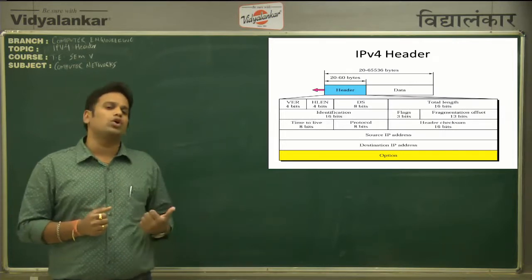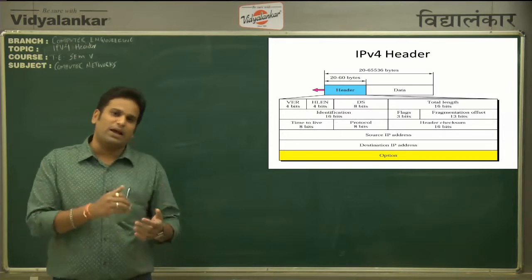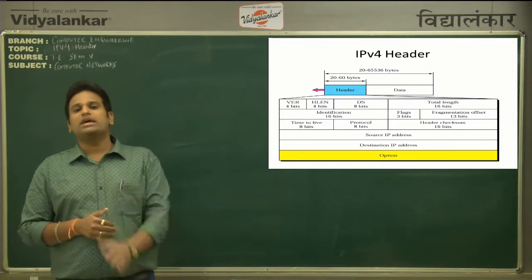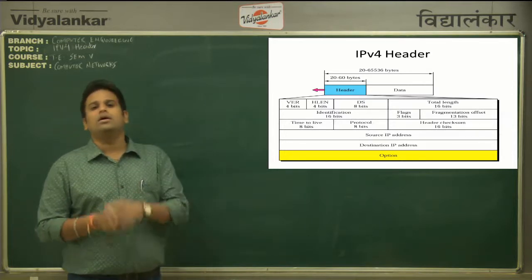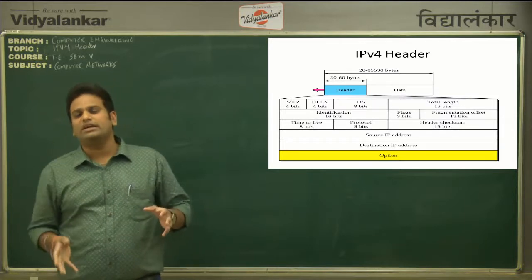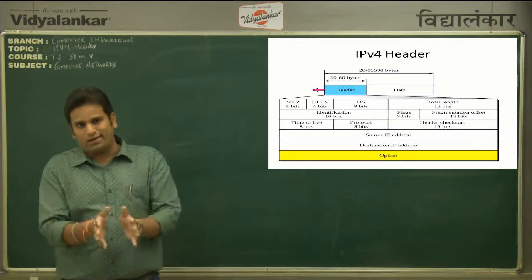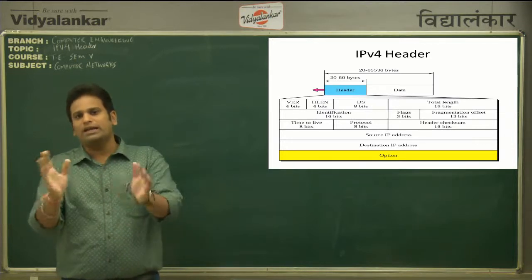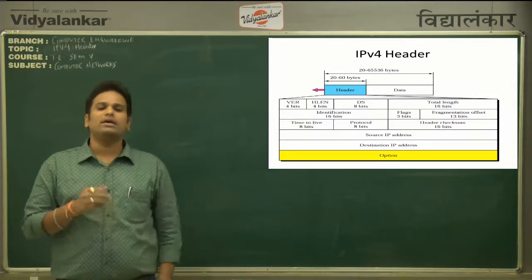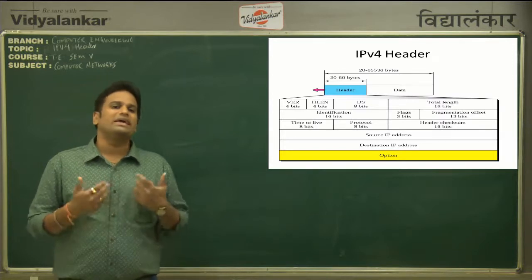Then you can see protocol. Which protocol is actually responsible for handling this packet? The value of that protocol is written here. Header checksum. Header checksum is actually an error detection mechanism. The checksum is calculated at the sending side, and then it is also calculated at the receiving side. In case any error is found, the packet is discarded. And then 2 things you can see are the source IP address and the destination IP address. And finally, some set of options if required.